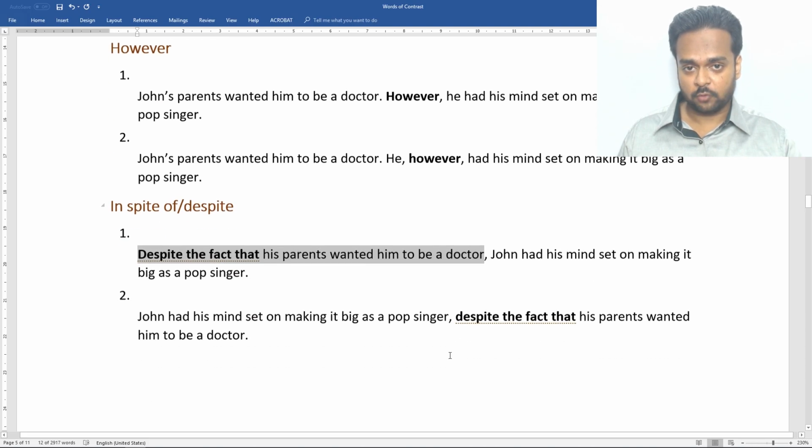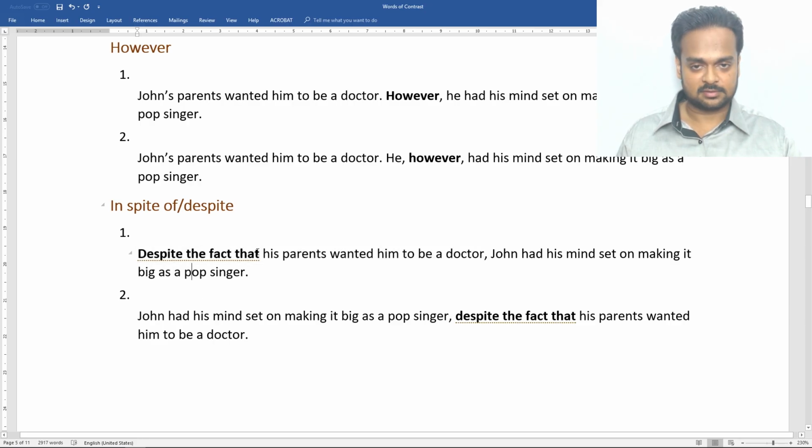So you will see this form a lot, especially in writing, with despite the fact that. You can also say in spite of the fact that, and that would mean the same thing. And just like with although, you can reverse the order of the clauses, and that is also correct.